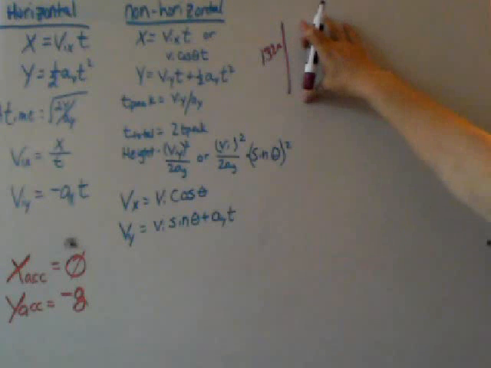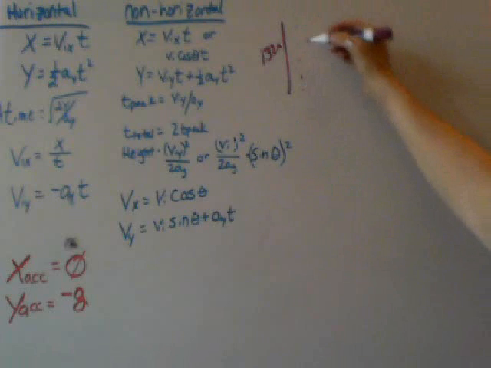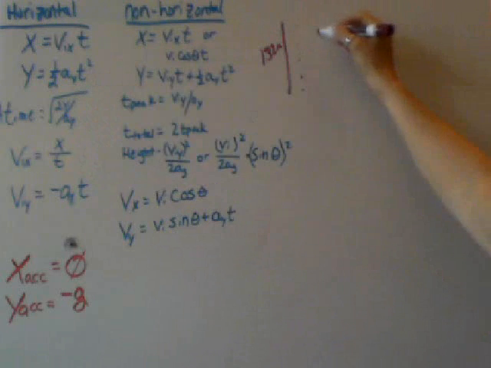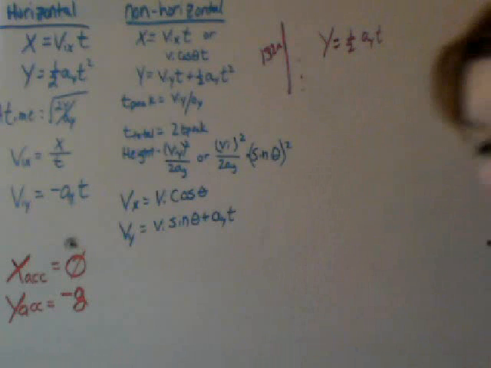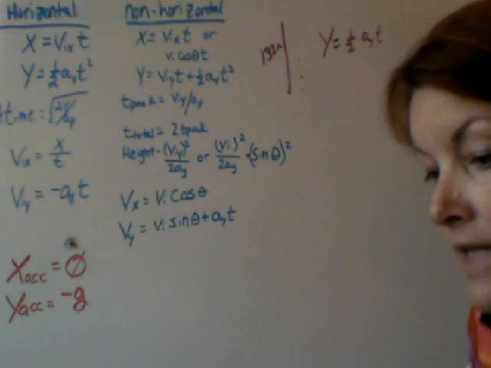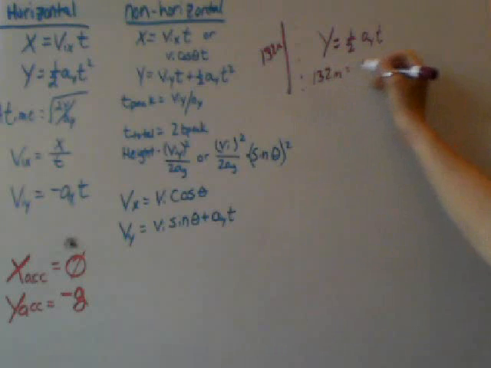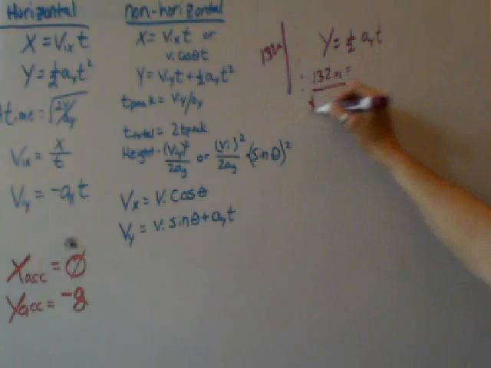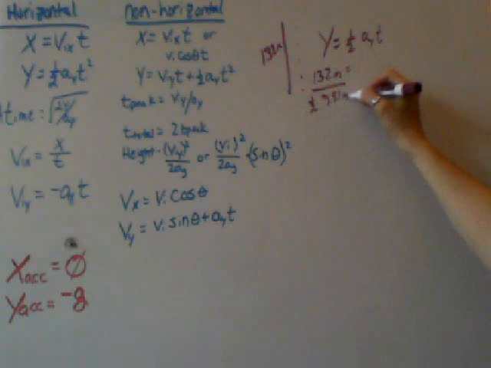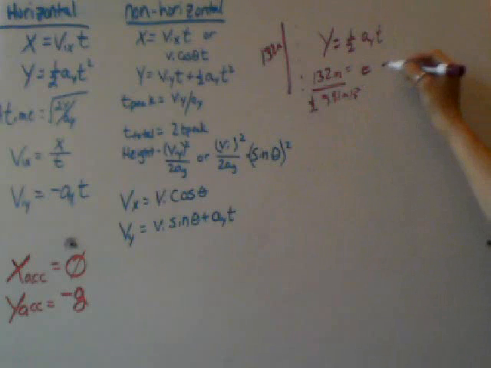So again, we're looking at our motion in the y direction, and so we use our equation that says y equals 1/2 acceleration in the y direction times time squared. And that'll tell us how long it takes. We substitute in 132 meters, and we're going to divide that by 1/2 the acceleration of gravity. And that will equal the time squared. And we plug those in, and we find out that time is equal to 5.2 seconds.